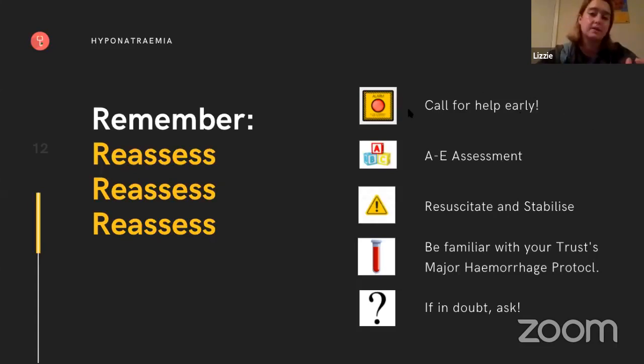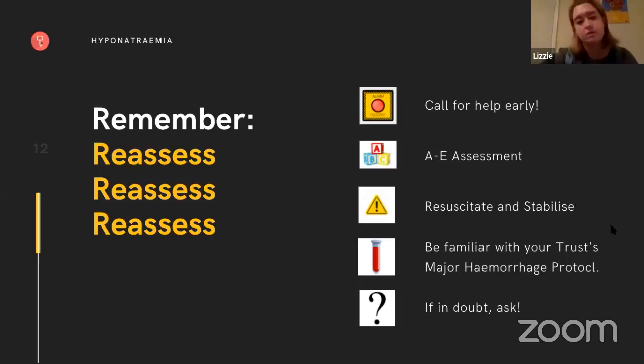You'll never be criticised for calling for help early, but you don't want to get yourself too far down the line where things are getting a bit out of hand and you're calling for help and you're out of your depth. So call for help early. Do your A to E assessment and make sure you have completed or treated A before you move on to B, treated B before you go on to C.